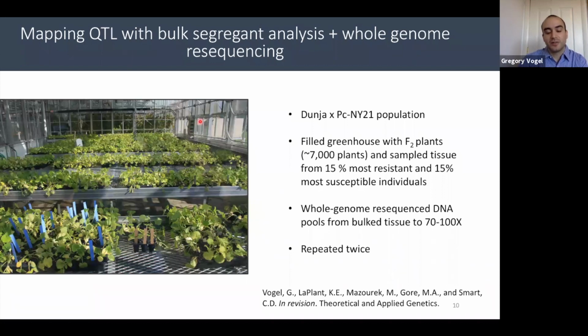took leaf punches from those, and then we whole genome resequenced DNA pools from those selected tissue bulks to around 70 to 100x coverage to try to find regions of allele frequency differentiation between those bulks in a bulk segregant analysis approach. And this was repeated twice for a total of 2 independent selections of susceptible and resistant plants.